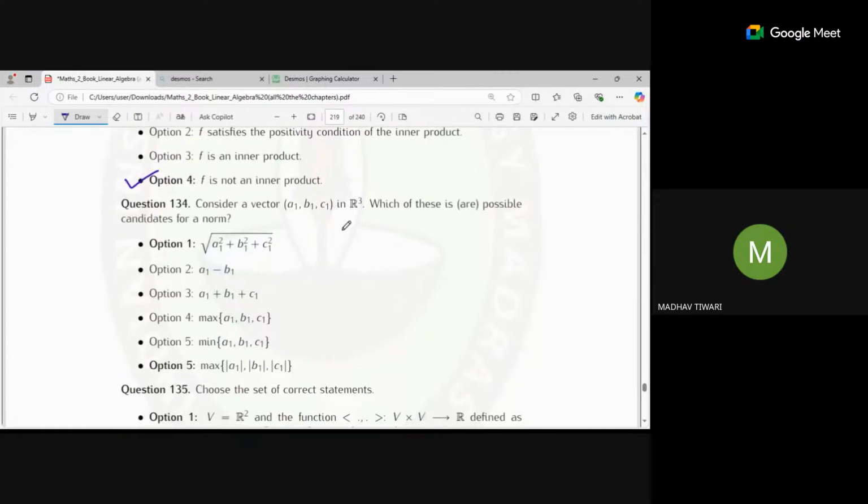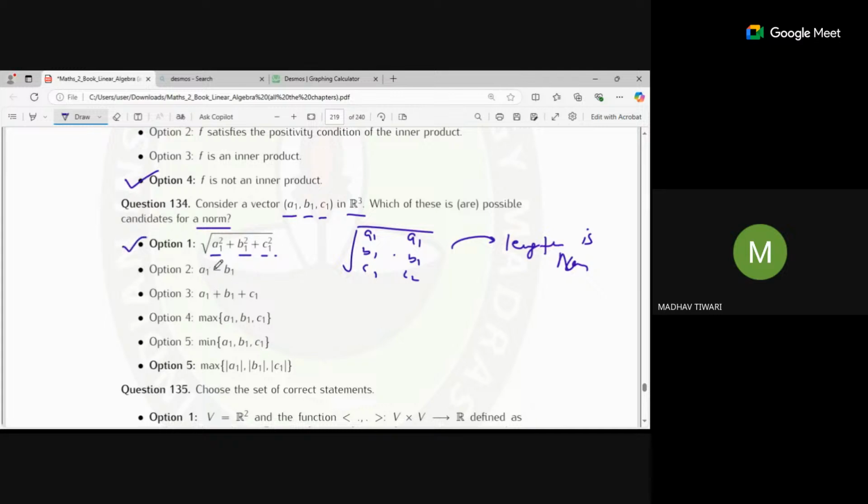Next is this one, A1, B1, C1 in R3. What are the possible candidates for a norm? You have to check which one is satisfying the norm. Here it will satisfy, because, as you already observed, it is the dot product of the vector with itself. If I do A1, B1, C1's dot product with itself and then take the square root, this is actually the length that we are using. So it is basically a norm, and this satisfies the property of norm.